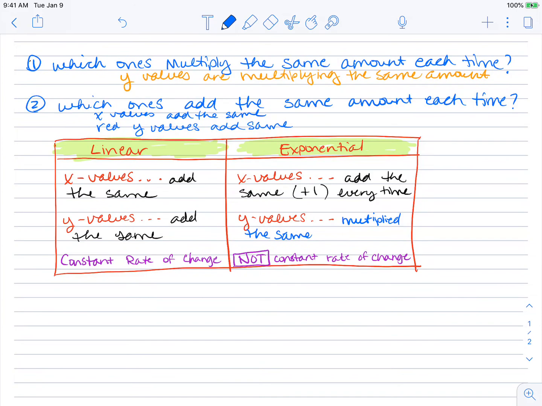Something that's linear, it adds the same every time in the x values, and then it adds the same every time in the y values. And that tells me that we have a constant rate of change. So we have a constant rate of change because it's the same adding on for everyone on top, and then it's the same adding for everyone in the y values. And for exponential, they add every time in the x values, but they multiply the same every time for the y values. And this is not considered a constant rate of change.